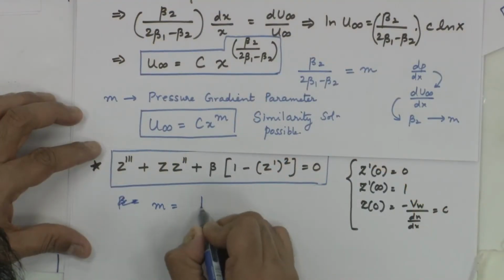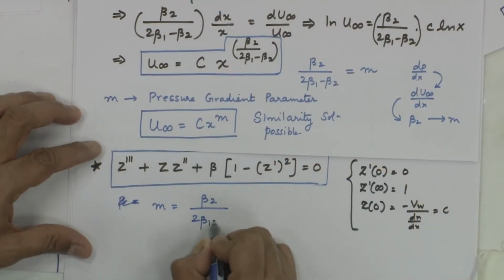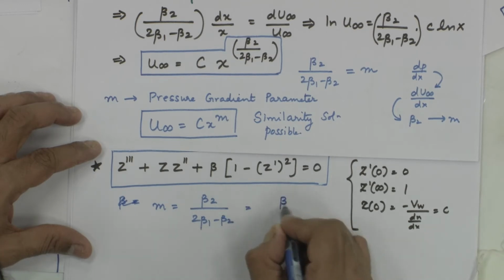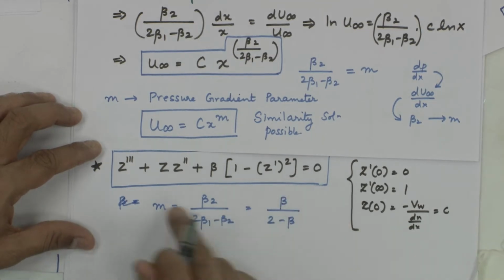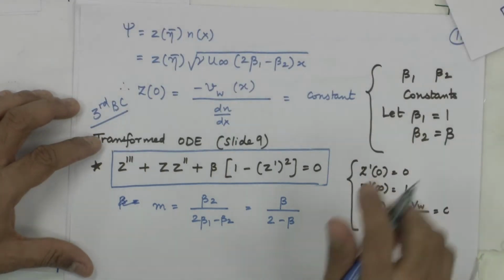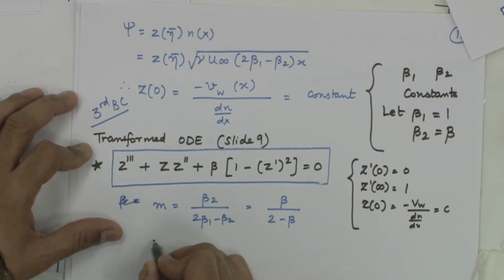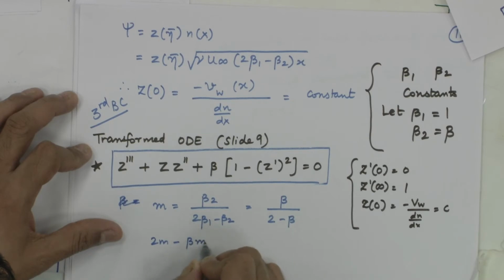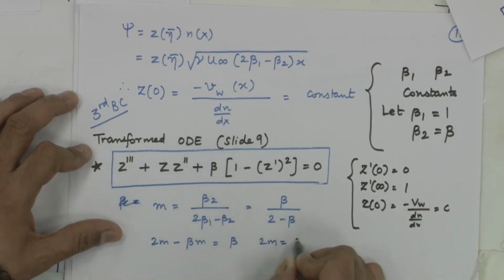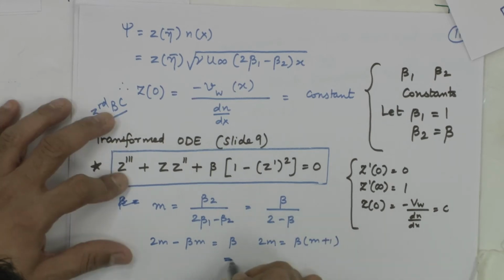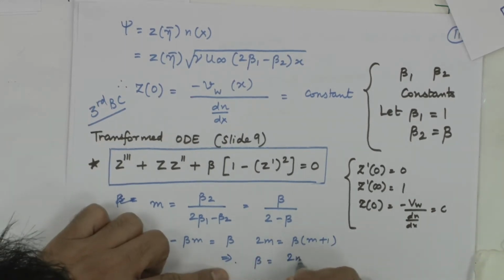What is beta here? We have not written this beta again in terms of m, the pressure gradient parameter. So, we said m is equal to beta 2 divided by 2 beta 1 minus beta 2. We chose beta 2 as beta and beta 1 as 1. So, m is equal to beta over 2 minus beta. So, 2m minus beta m is equal to beta, 2m is equal to beta into 1 plus m. Therefore, I get beta is equal to 2m over m plus 1.